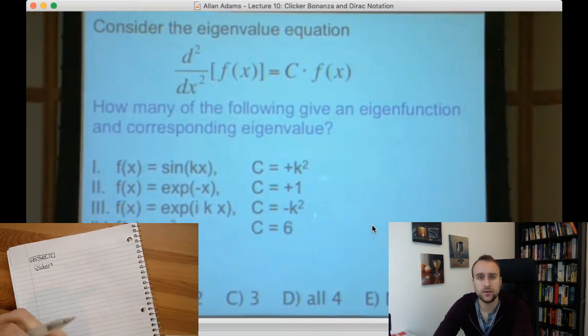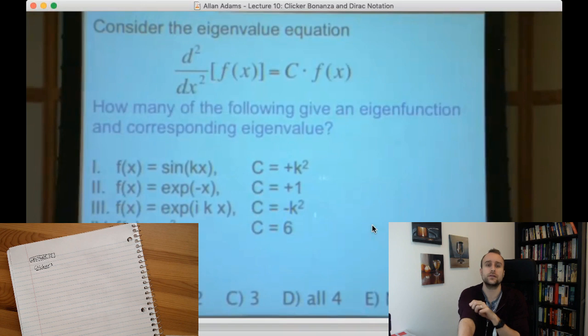Consider the eigenvalue equation, d squared over dx squared, so the second derivative of f of x, is equal to some constant times f of x. How many of the following give an eigenfunction and a corresponding eigenvalue?